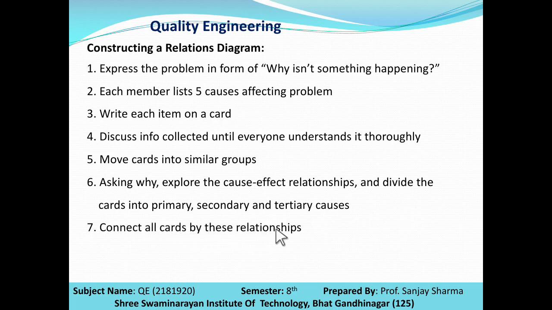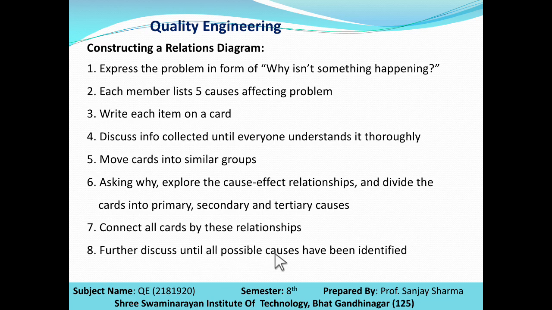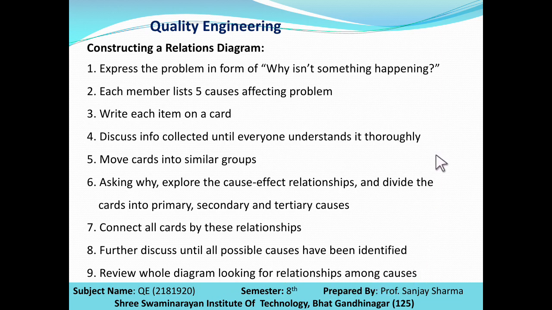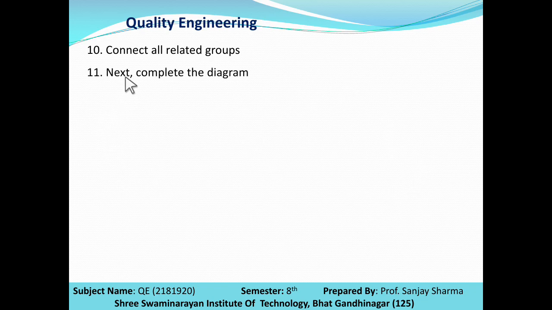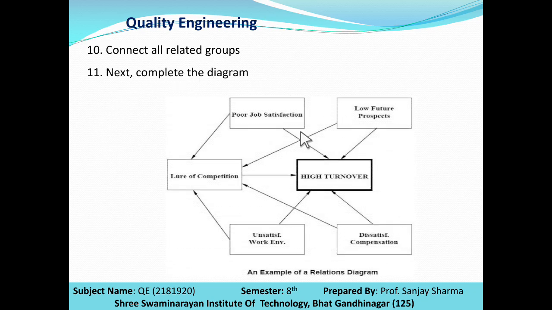Connect all cards by this relationship. Further discuss until all possible causes have been identified, and review the whole diagram looking for relationships among causes. So this is how the relationship diagram develops, and you connect all the related groups. Next, complete the diagram. Here is an example of a relationship diagram.